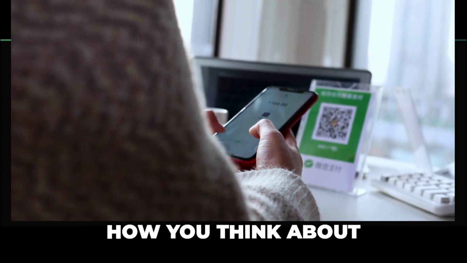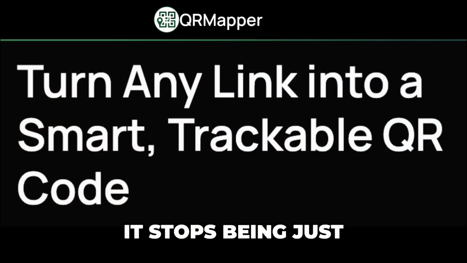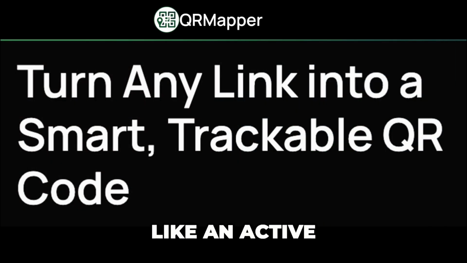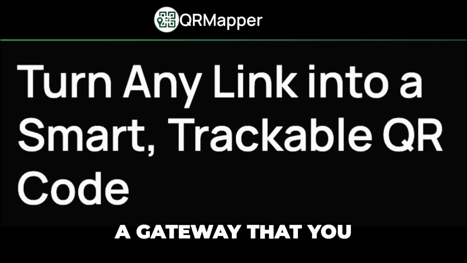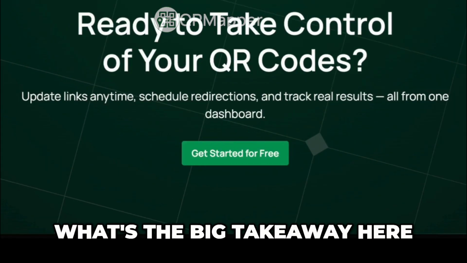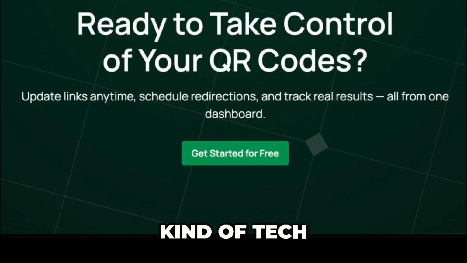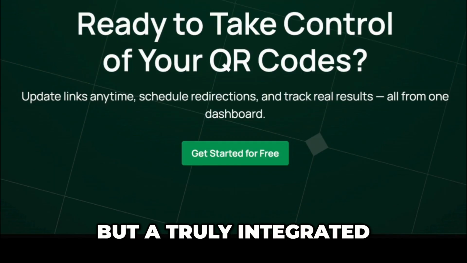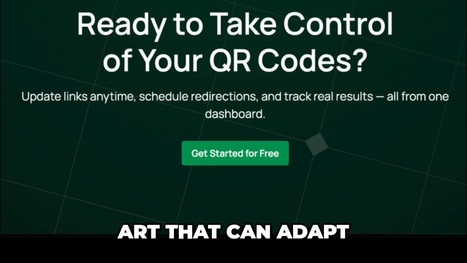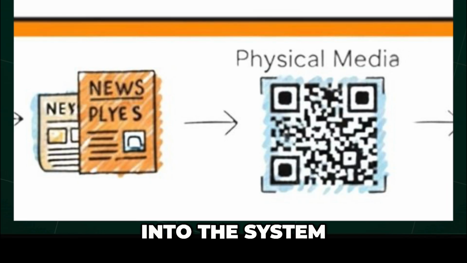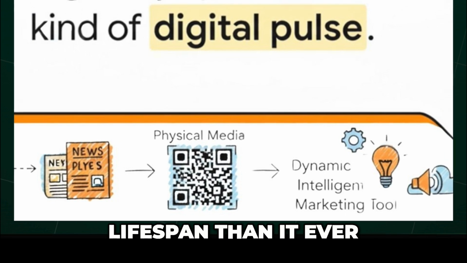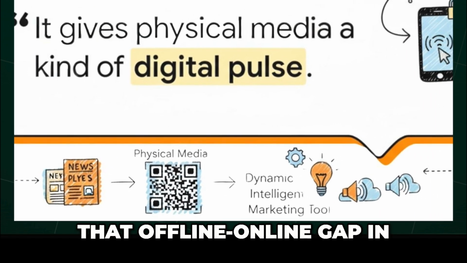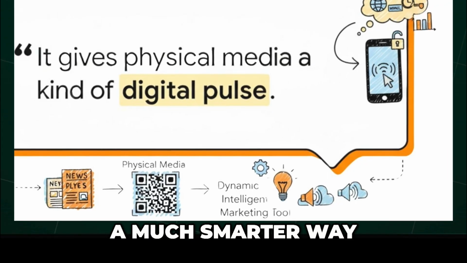It really does change how you think about that printed item, doesn't it? It stops being just a static piece of information and becomes more like an active, measurable gateway. Yeah. It connects the physical to your digital presence. A gateway that you can update and learn from. Exactly. That's the big takeaway here. It feels like this kind of tech, like QRMapper, is aiming to make print not just related to a digital strategy, but a truly integrated, dynamic part of it that can adapt and feed data back into the system. It gives physical media a kind of digital pulse, a longer, more flexible lifespan than it ever had before. It really does bridge that offline-online gap in a much smarter way.